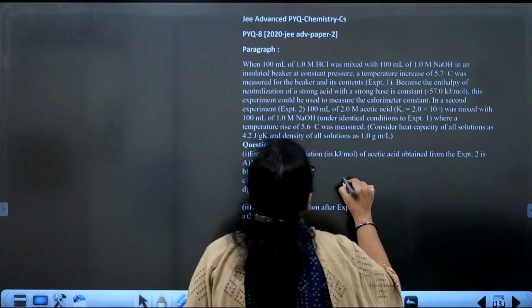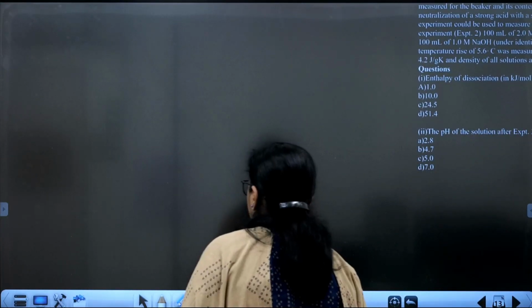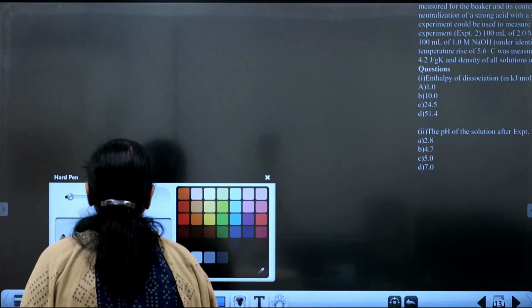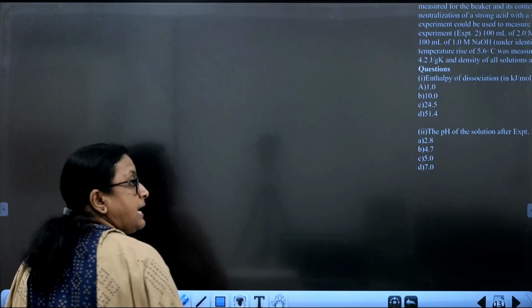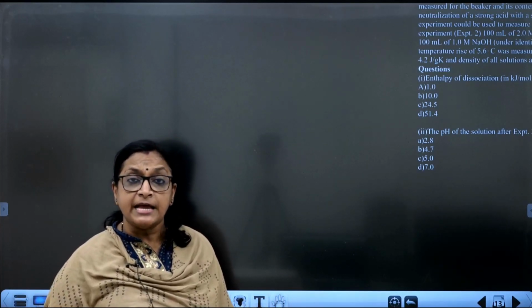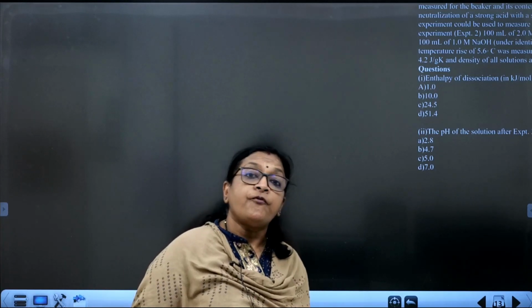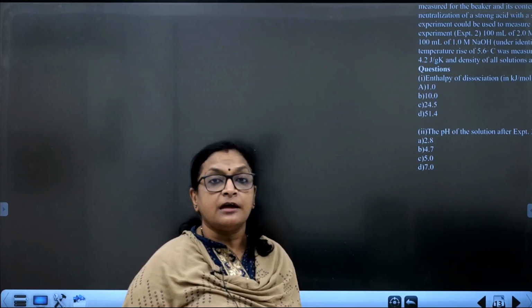By enthalpy of neutralization, it is the enthalpy change accompanied by the complete neutralization of an acid by base for 1 mole water produced. Kilojoule per mole indicates for every 1 mole water produced, what is the enthalpy change.